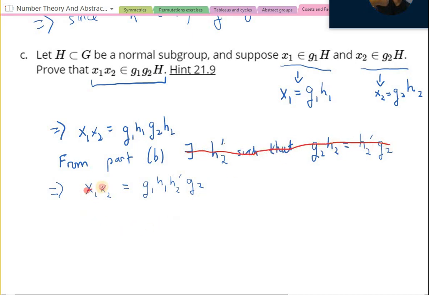So what you're telling me to do instead, audacious suggestion, is you're saying there exists, well, let's call it H prime, such that, and here you're saying that H1G2 equals what? Okay, G2H prime. Okay. So why can't you do that?